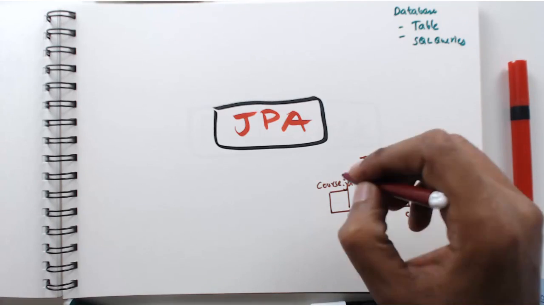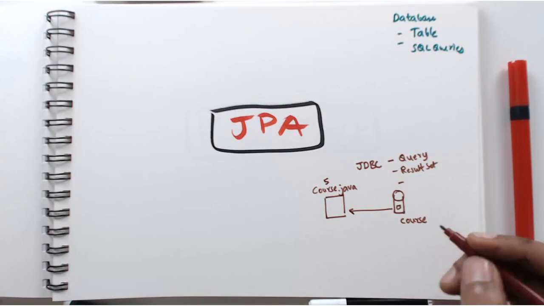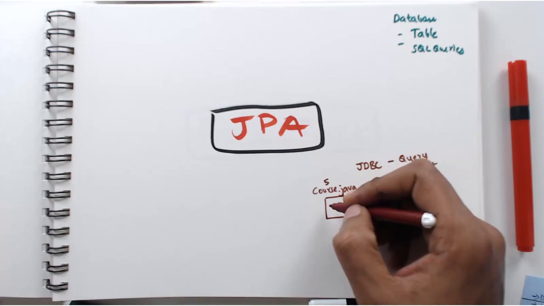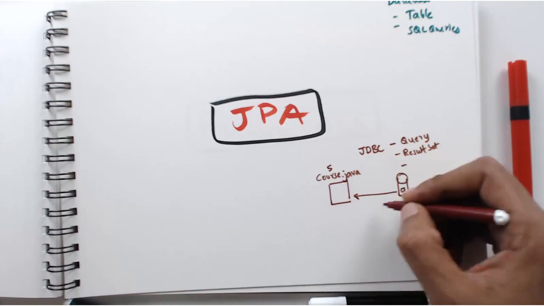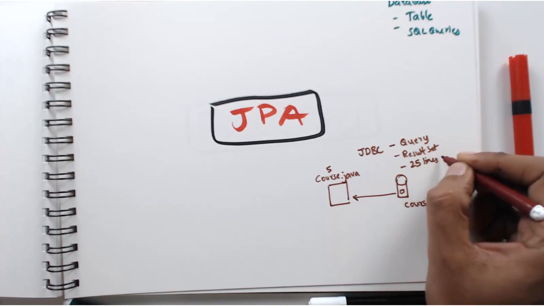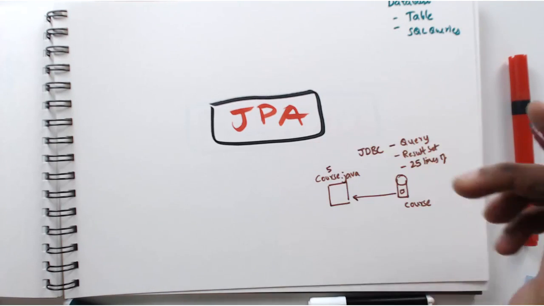The thing about JDBC is, to do a simple query, let's say I have 5 fields in course and I would want to take the data from a course row and put it into the bean. This simple query would need about 25 lines of code. So 25 lines of code to write a simple query, get the data and populate the bean.